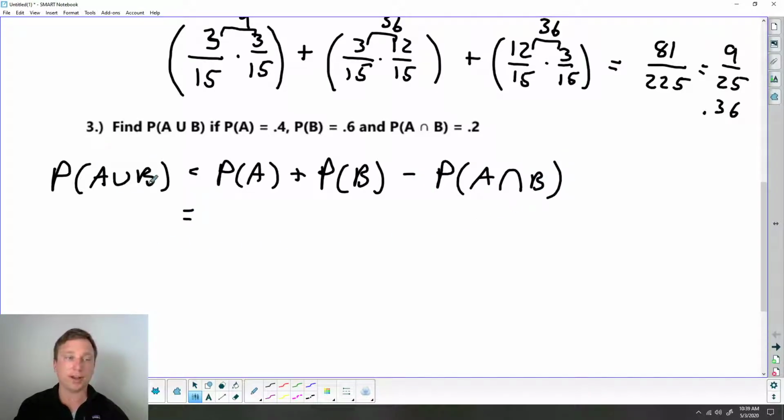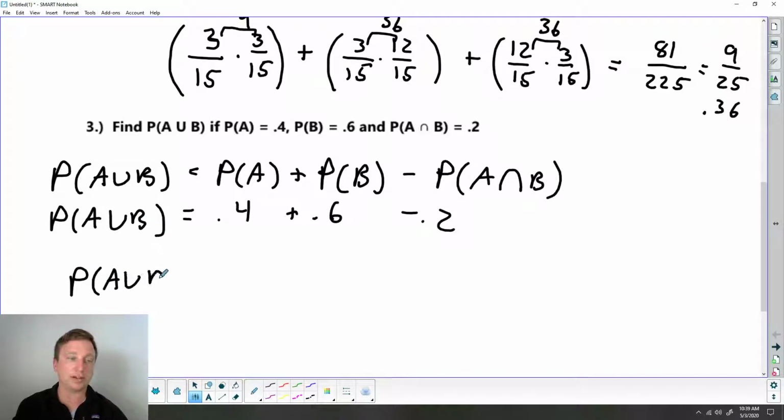So here, we want to find A union B, so this should be the only thing that's not a number now. So A is 0.4, B is 0.6, and A intersect B is 0.2, which we take one of those out. So now probability of A union B is still there. Let's rewrite it to be consistent. Probability of A or B occurring is equal to 0.4 plus 0.6, which is 1, minus 0.2, so 0.8 we have there.